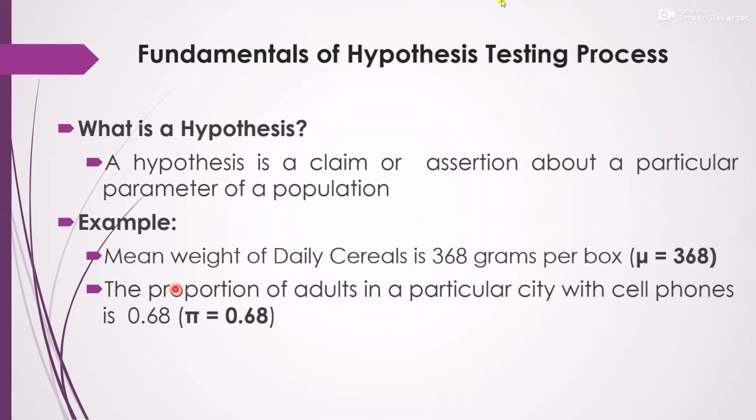Example, based on the previous example, the mean weight of daily cereals is 368 grams per box. Now we are looking at our milk powder boxes. They specify the mean weight of these boxes. The net weight of this box is 468 grams or 450 grams.